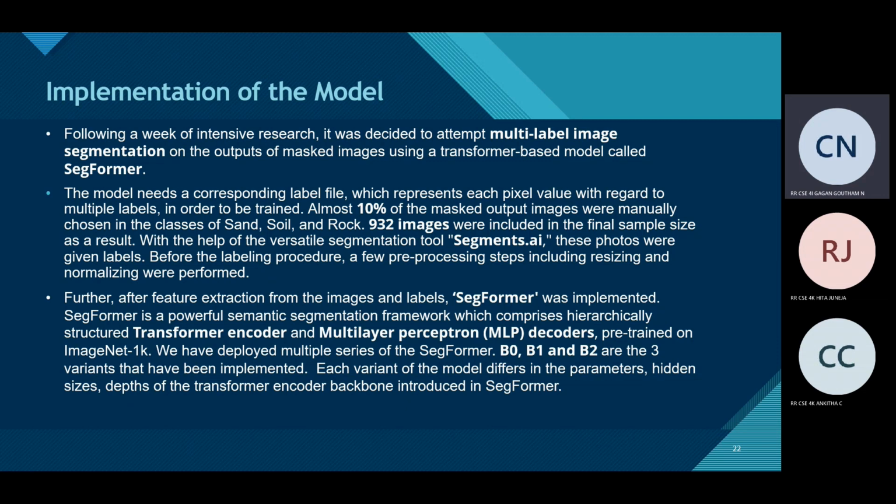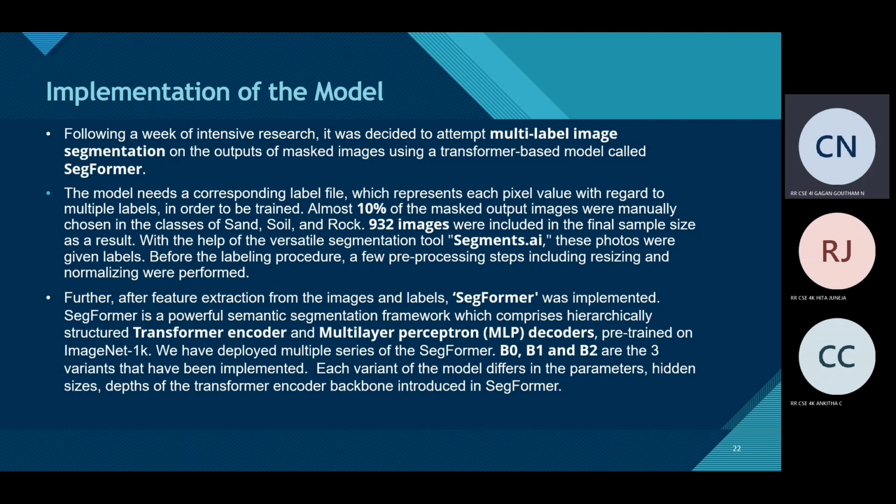This model needed a corresponding label file which represented each pixel value with regard to multiple labels, which are sand, soil, and rock in this case. From the total final created dataset, nearly 10% of the images were considered, which came out to be around 932 images. And all of these images were manually labeled using a browser-based tool known as segments.ai.